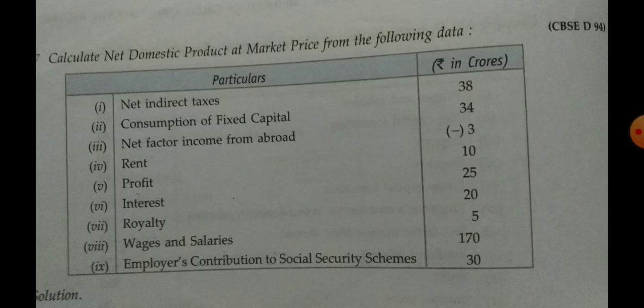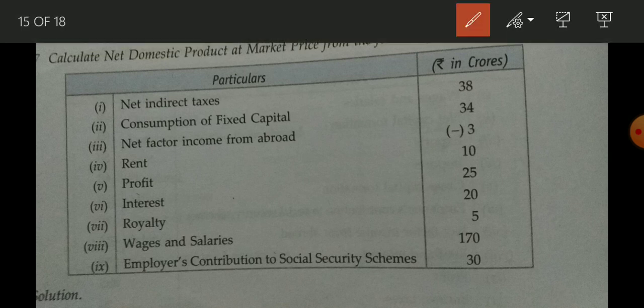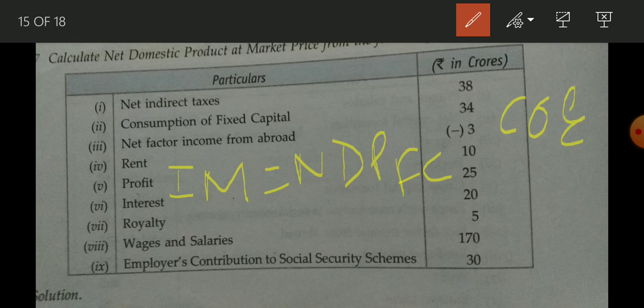Let me do one more question. In this question we have to find out NDP MP. Okay, again we have to find out the value of NDP MP. So when we use the income method, we get NDP FC. How? When we add COE plus OS plus MI.